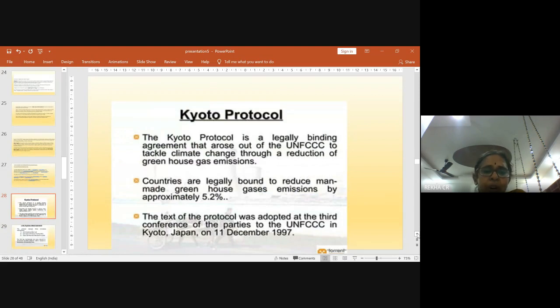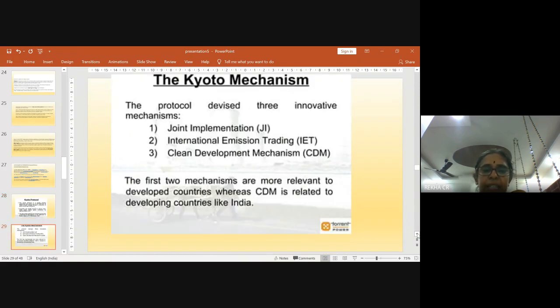The Kyoto Protocol is one of the legally binding agreements that arose out of the UNFCCC to tackle climate change through a reduction of greenhouse gas emissions. Countries are legally bound to reduce man-made greenhouse gas emissions by approximately 5.2%. The Kyoto Protocol was adopted at the third Conference of the Parties to the UNFCCC in Kyoto, Japan, on 11th December 1997.